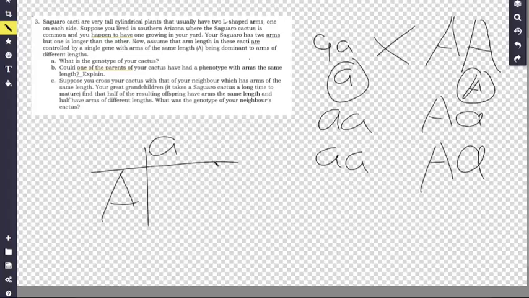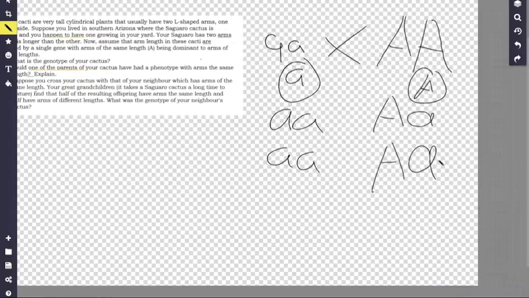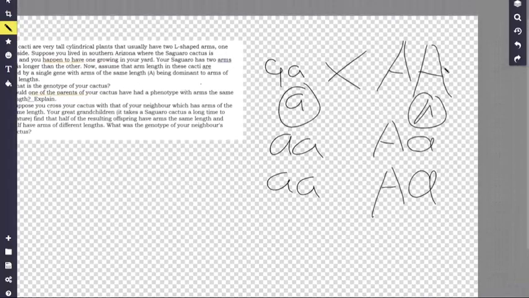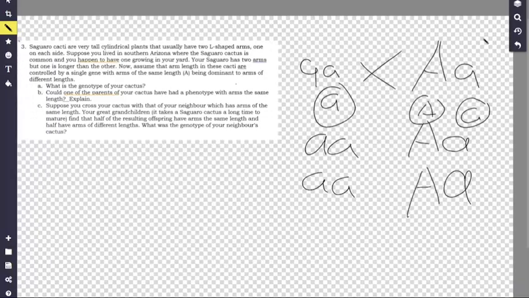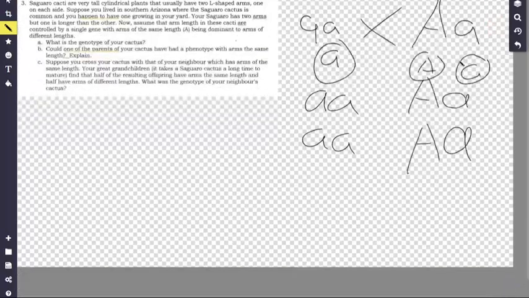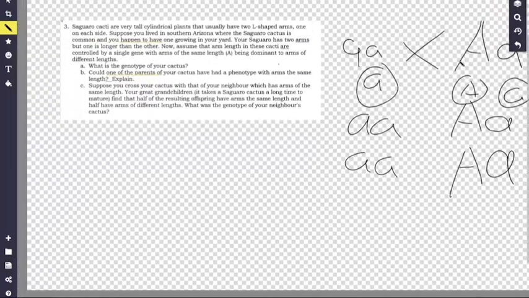However, that was not the case. Our children had half of them with different length, and half of them with the same length. So what does that mean? That means it had to be a small a. So now we have a big A and a small a. Now, remember, we're doing test crosses. We can change the genotype of this neighbor, because we don't know it, and we're just doing theoretical stuff. So it's not unethical when we do it on paper, but it's pretty unethical when we do it in real life. So let's do it here.